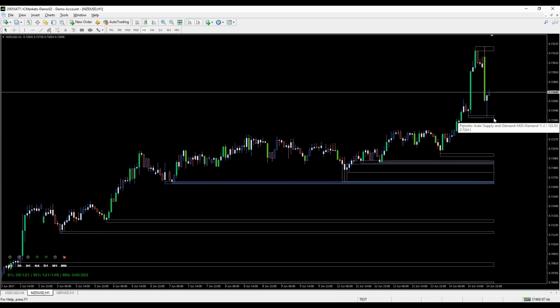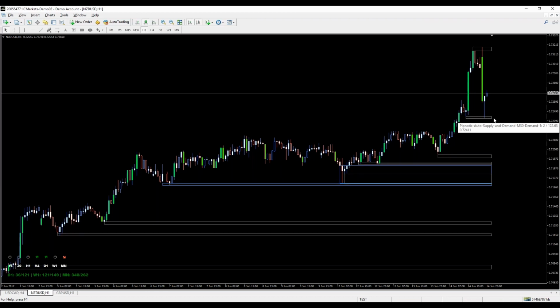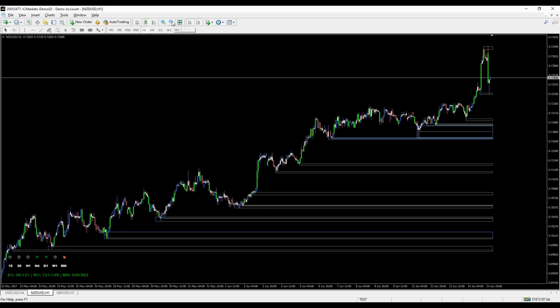And so the pip risk here was 2 pips. So on this account, 1%, 122 lots. So price doesn't have to move very far for you to get a 2-to-1. It has to go 6 pips, and you got a 3-to-1 reward risk. So this can be a tremendously valuable tool on any time frame.